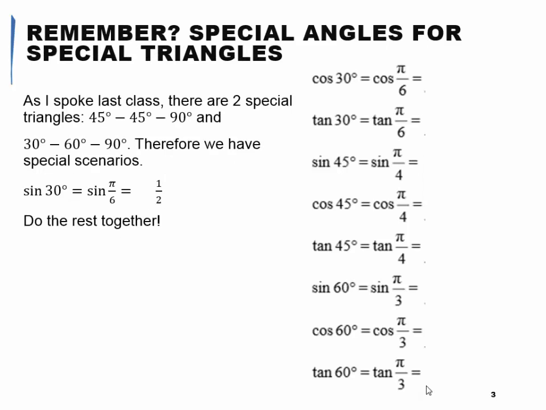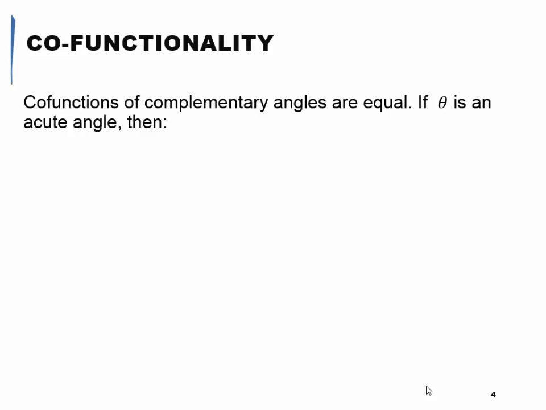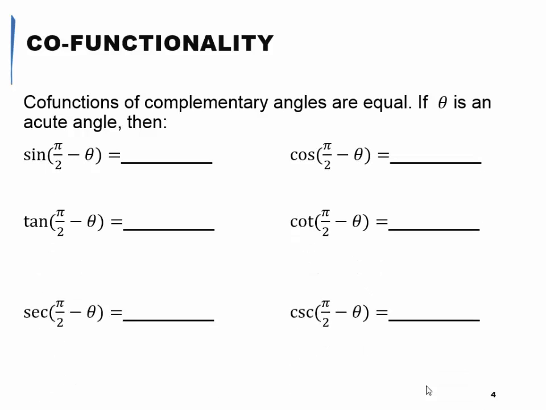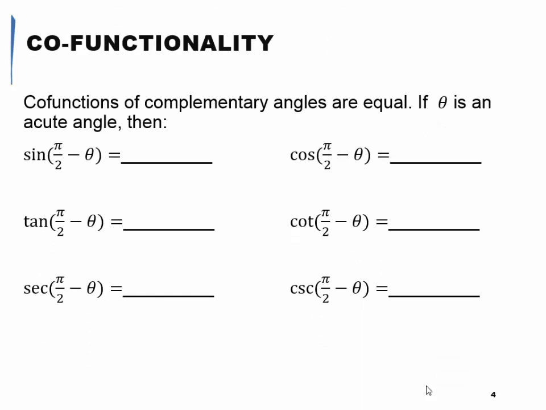Okay. Now, cofunctionality. So let's talk about cofunctionality here. Cofunctions of complementary angles are equal. Okay? If theta is an acute angle, then there is a cofunction to that. And we have these true for each one of these. Now, you're probably looking at this and you're going, what the devil does that mean? Well, let's do a little bit of discovery here.